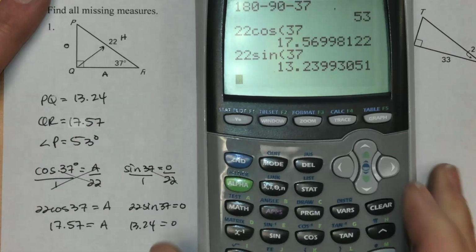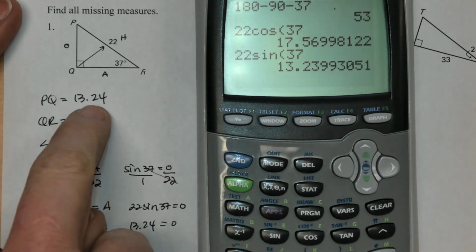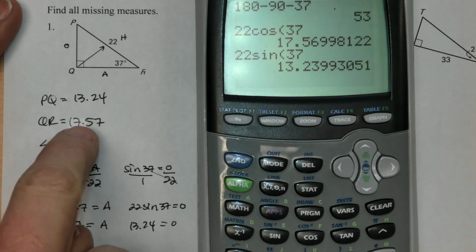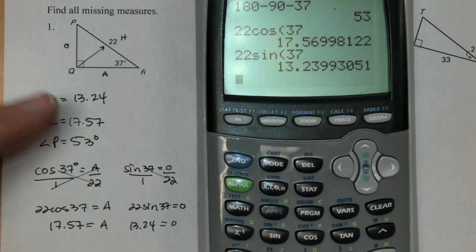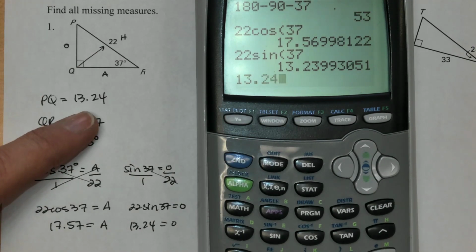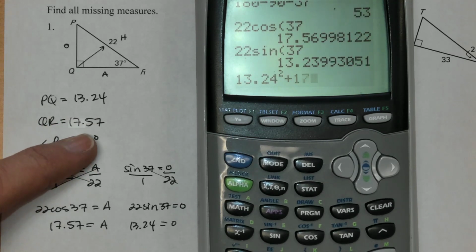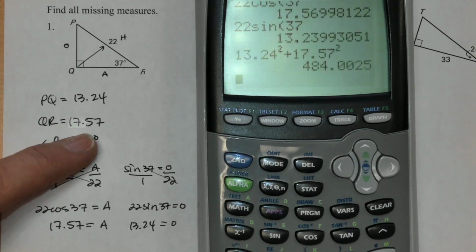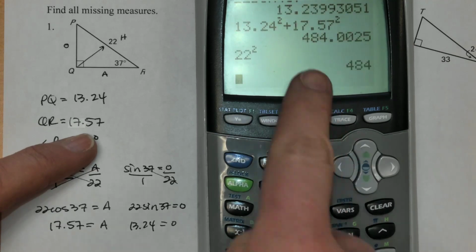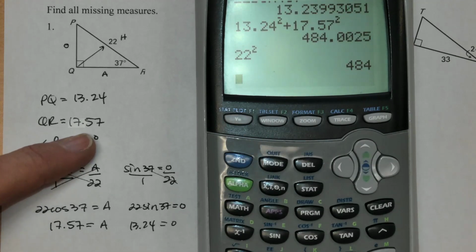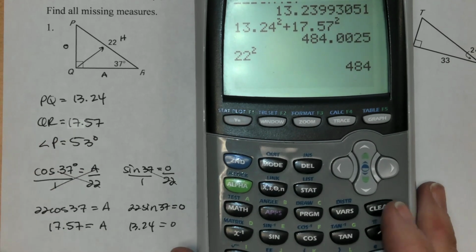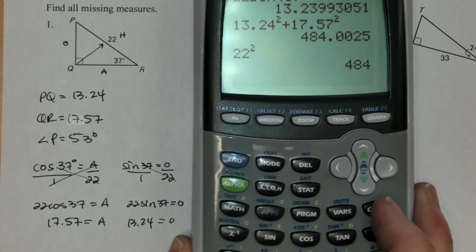Now I could do a couple of different checks, like I could do Pythagorean theorem, so that squared plus that squared has to equal 22 squared. I'll just do it as a quick check. So 13.24 squared plus 17.57 squared, and then I'm just doing 22 squared, and I am pretty darn close. A little bit of rounding, but that is close enough for government work, so we did that one right.